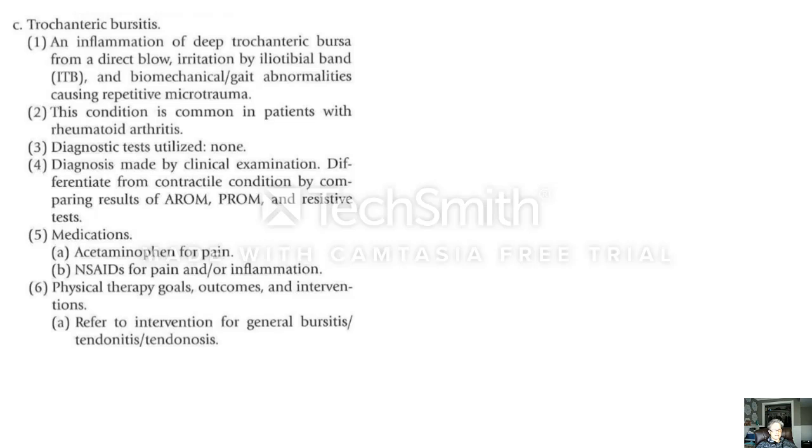Physical therapy goals, outcomes, and interventions. Refer to the interventions for general bursitis, tendonitis, and tendinosis. Trochanteric bursitis.